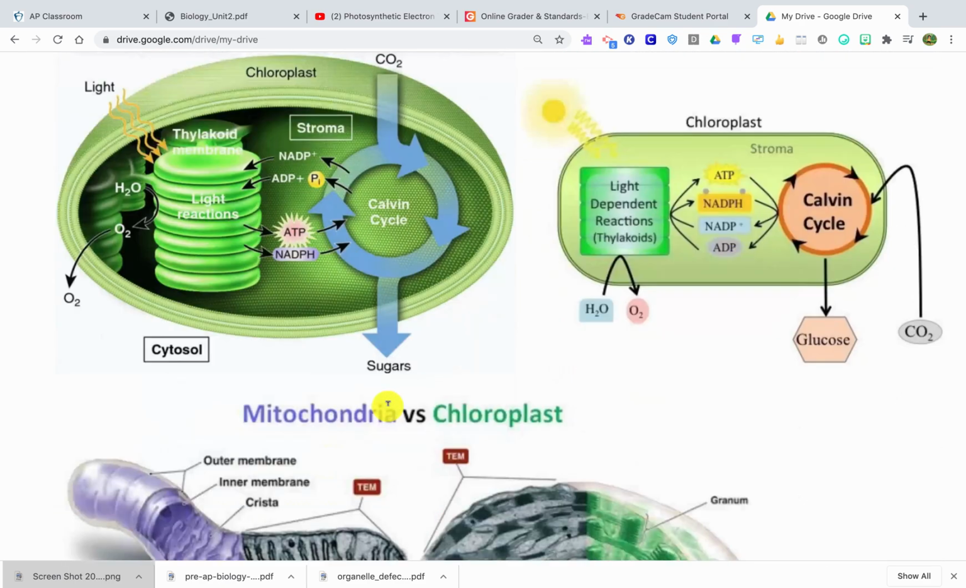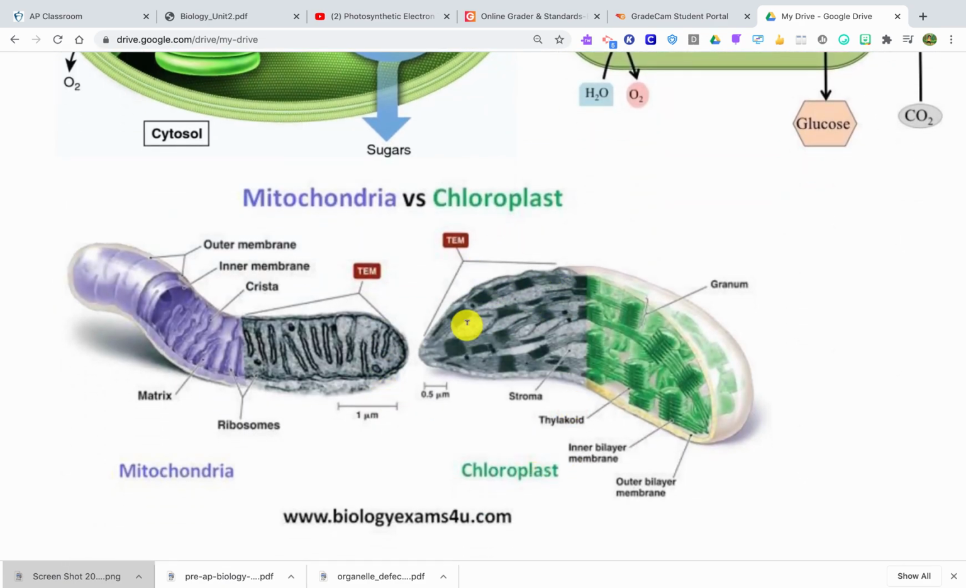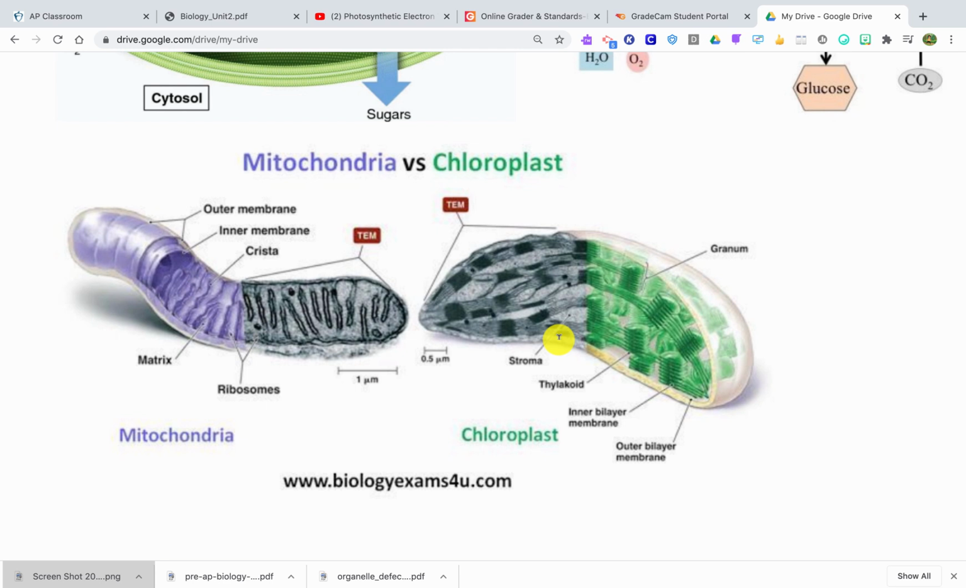Okay, and then this just shows you what an electron micrograph of the chloroplast looks like. You can see those stacks of thylakoids, or the grana, and then the parts in between are the stroma. So for the light dependent reactions, again, I don't want you to memorize so much. Just think of those little poker chips. They're going to be used to harvest light energy.